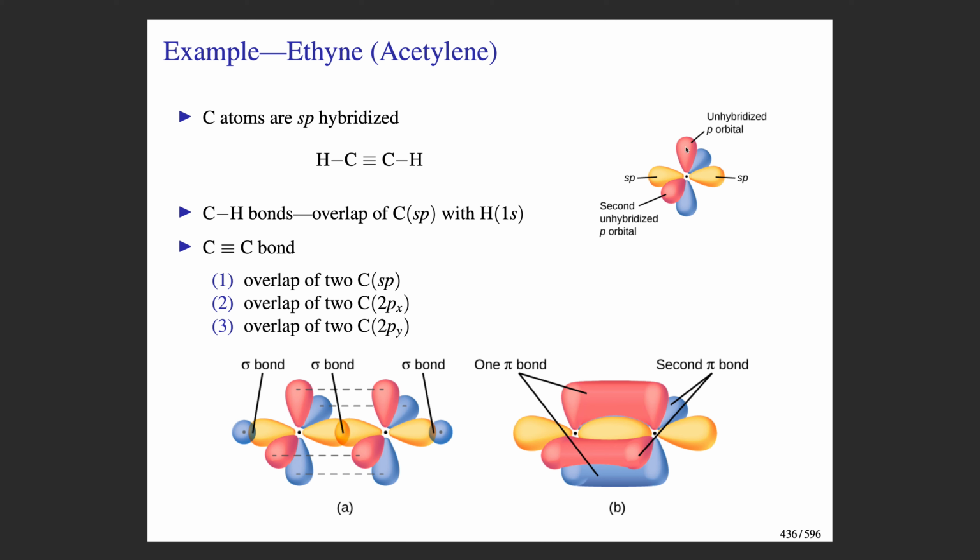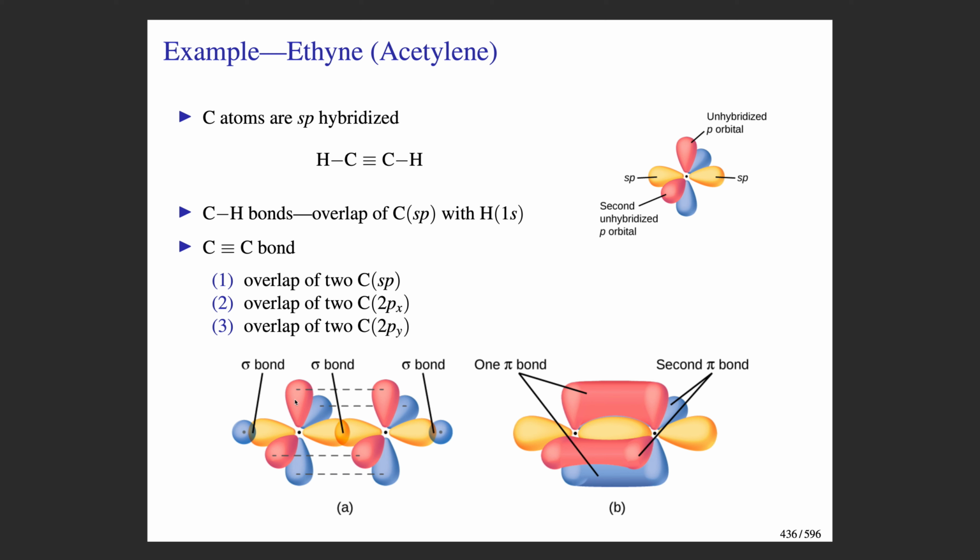And then you are going to have unhybridized p orbitals that have electrons in them, right? Carbon has 4 valence electrons. So one electron occupies that sp orbital, another one occupies this one, and then each of the unhybridized p orbitals has a single electron that can participate in bonding. So for this carbon atom, one of those sp orbitals is going to overlap with a hydrogen 1s orbital to form a sigma bond. The other sp orbital will overlap with an sp orbital of the neighboring carbon to form a sigma bond here.